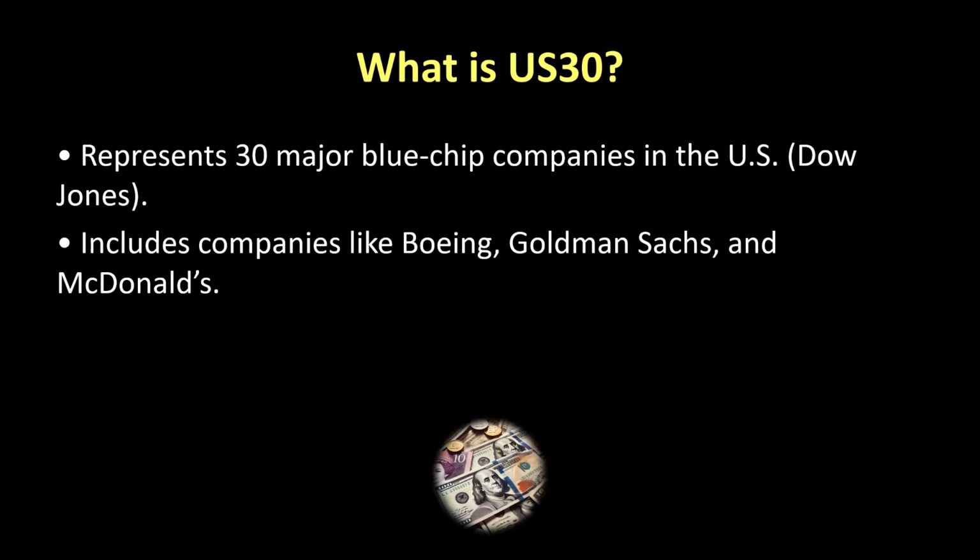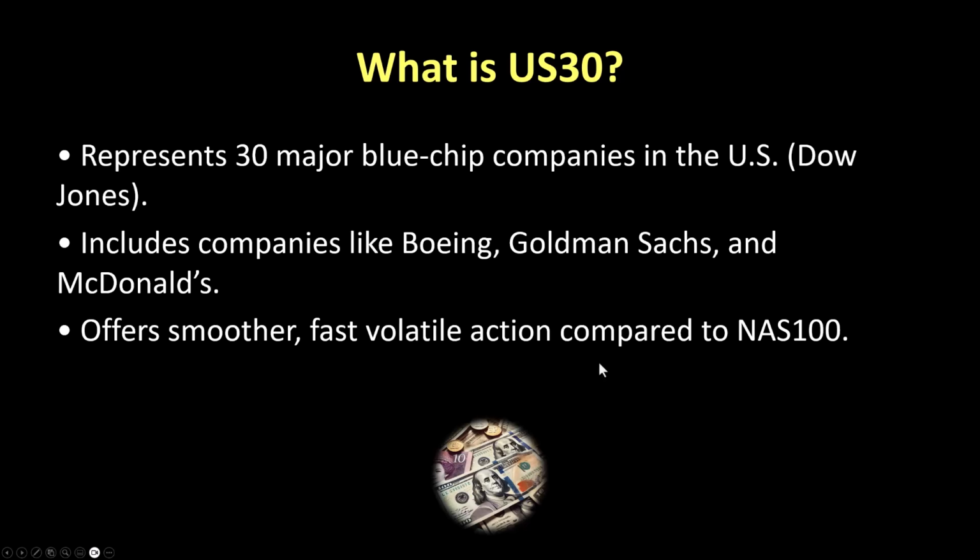These are going to be the biggest, fastest moving ones out of them all, out of everything, right? This is where the action is day in and day out. Again, this includes companies like Boeing, Goldman Sachs, and McDonald's. McDonald's is everywhere throughout this entire world. Every single country basically has a McDonald's in it, okay? Now, this obviously offers smooth, fast, volatile action compared to NAS100.